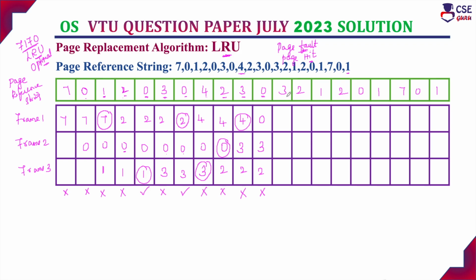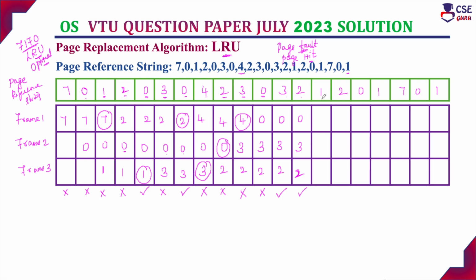Next reference string is 3. 3 is available in frame number 2. So no need to implement page replacement. Current reference string is available in main memory. This is a page hit. 2 is available in frame number 3. So no need to replace anything. So 0, 3, 2. And this is also a page hit.